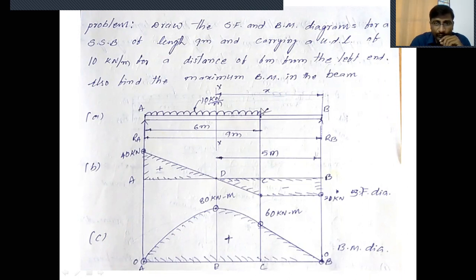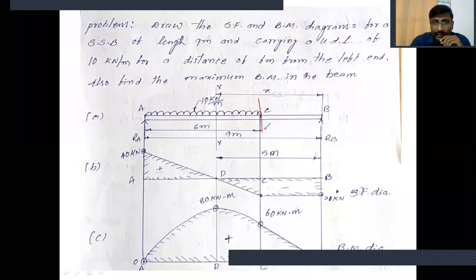So how to write the bending moment at point C? What is the bending moment at point C? Here. It is the algebraic summation of all the moments on the right side. What are the forces acting on the right side? RB, only one force. RB into this distance. How much is this distance? It is 3 meters, because the total is 9 meters and this part is 6 meters. Therefore, it is 3 meters. So RB into 3 is the bending moment at point C.